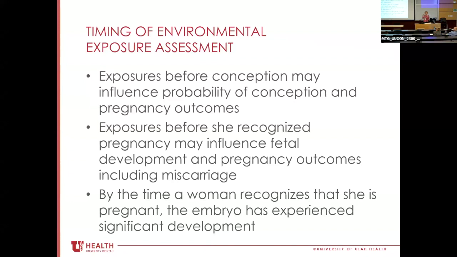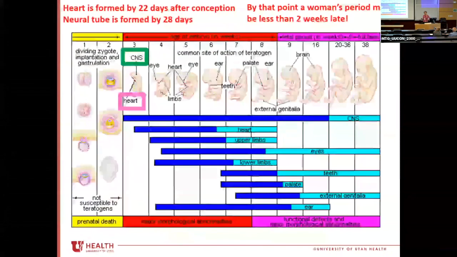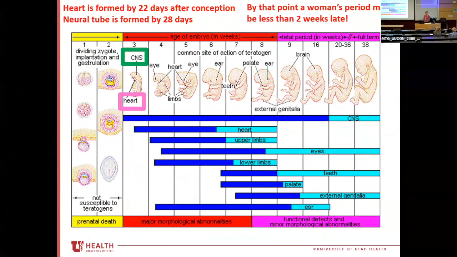But this is hard, right? Because stuff that's happening inside our bodies, we may not be so aware of when ovulation is happening, let's say, but we can be aware with education and paying attention. It's a real challenge that by the time a woman notices that she is pregnant by missing periods, whatever, that fetus has experienced a lot of development, that the heart is formed by 22 days and the neural tube is formed by 28 days after conception.